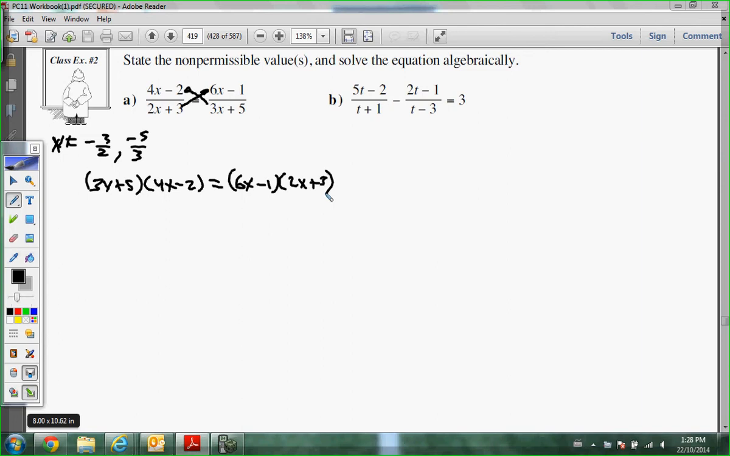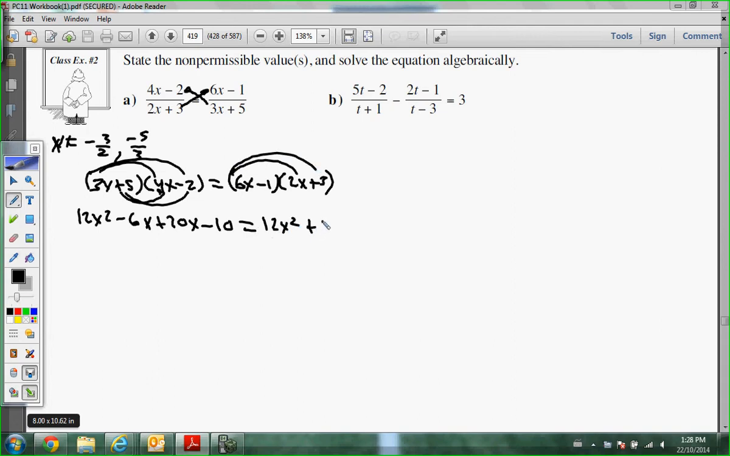Okay, so now we do have to FOIL. 12x squared, negative 6x, 20x, negative 10. 12x squared, 18x, negative 2x, and negative 3. So now we're just going to combine like terms in the middle. So we'll have 12x squared, negative 6 plus 20 is 14x. 18 minus 2 is 16x.